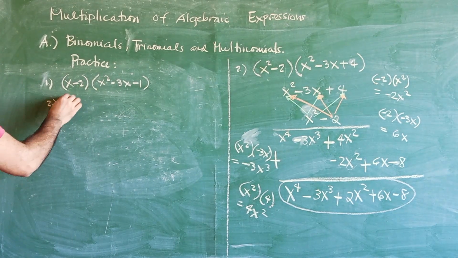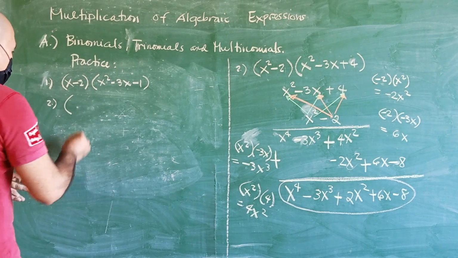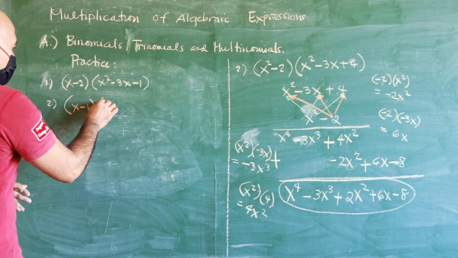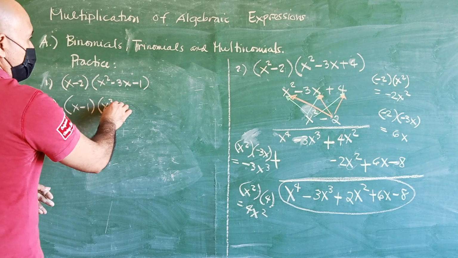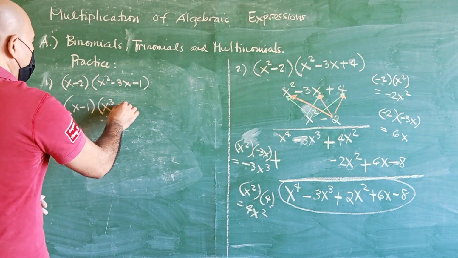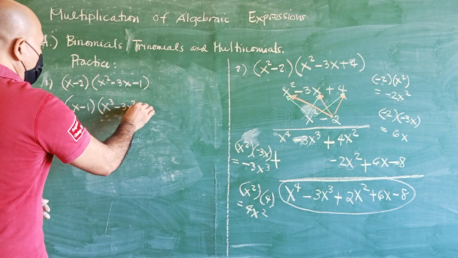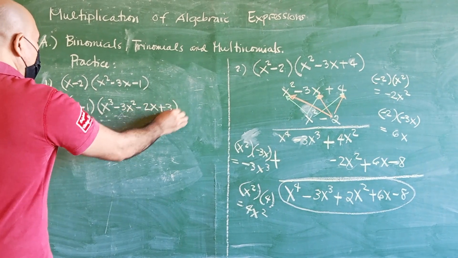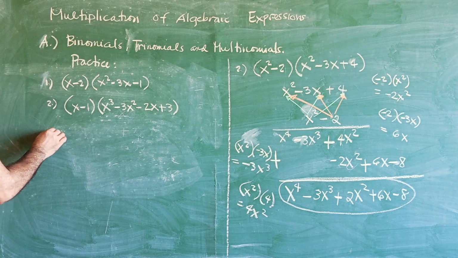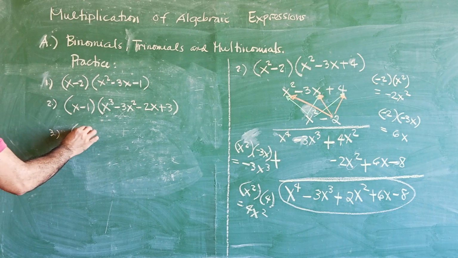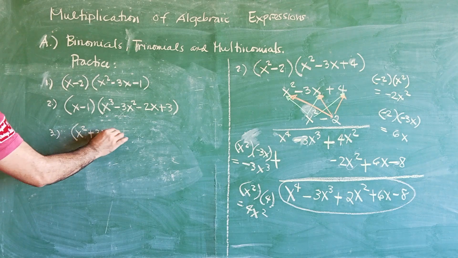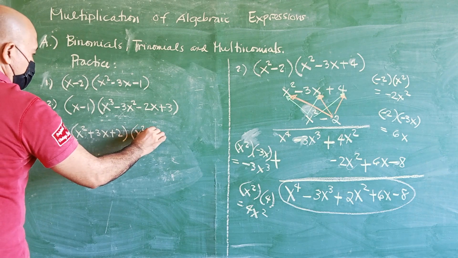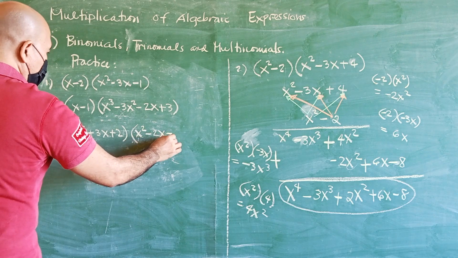And for number 2, you multiply x minus 1 times x cubed minus 3x squared minus 2x plus 3. That's monomial times multinomial. And for number 3, try to do this: x squared plus 3x plus 2 times x squared minus 2x minus 1.